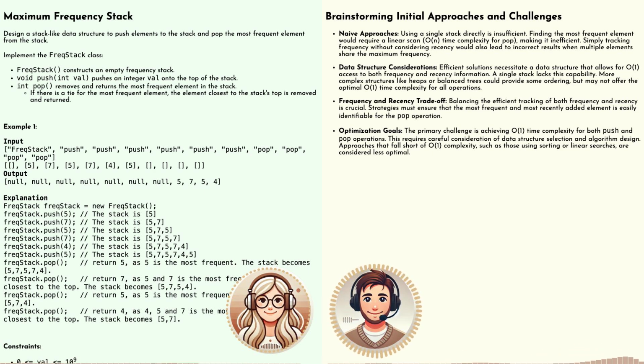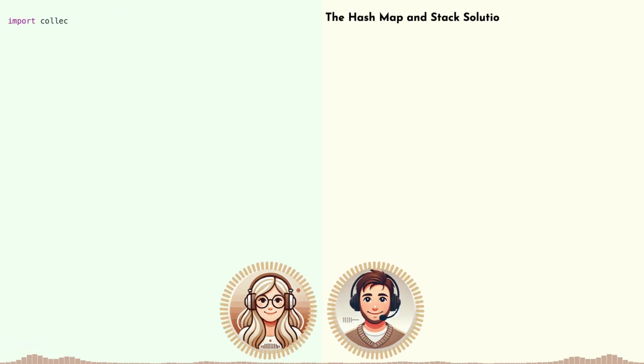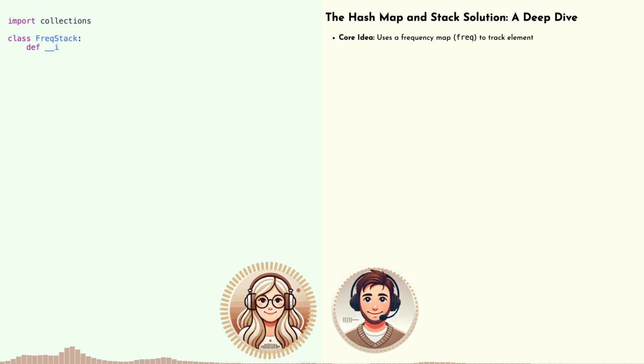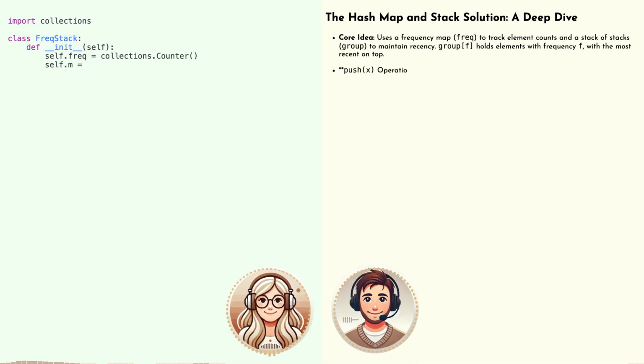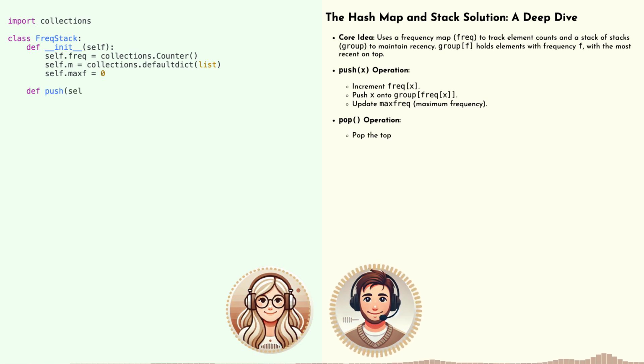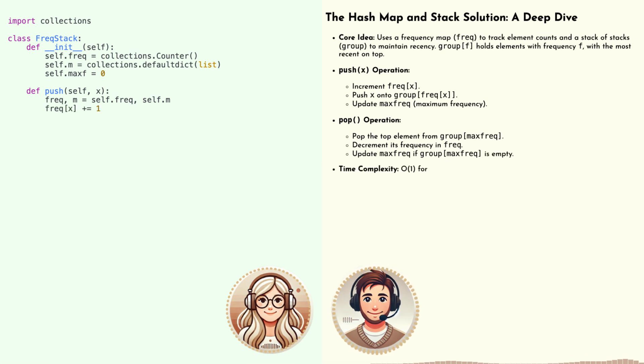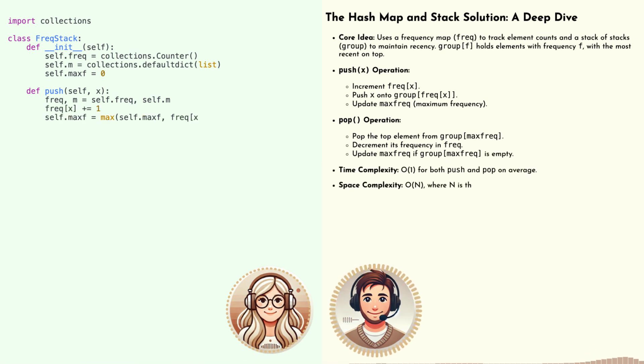I have a feeling this is where those clever data structures come into play. Any hints you can give me? Let's think about what we need to track. We need to know the frequency of each element, and we need a way to keep elements with the same frequency organized by recency. What data structures are good at those things? Frequencies make me think of hash maps. They're like dictionaries where we can associate a key, in this case the element, with a value, its frequency.